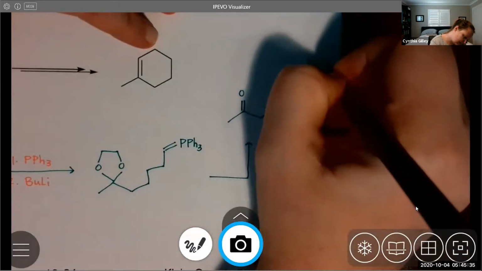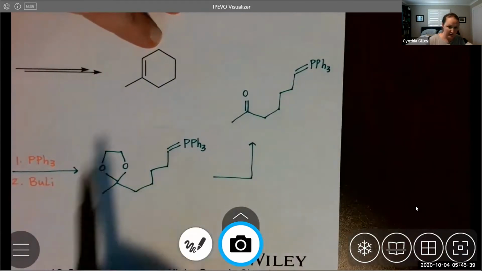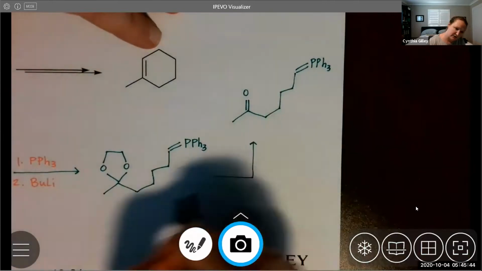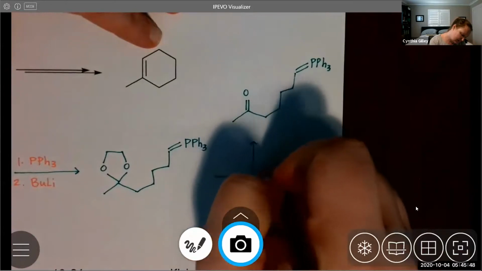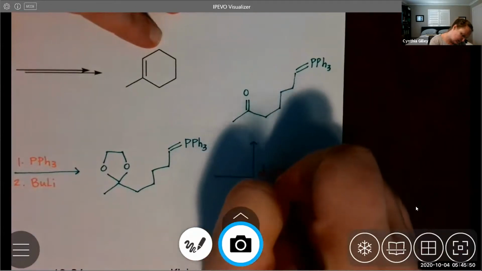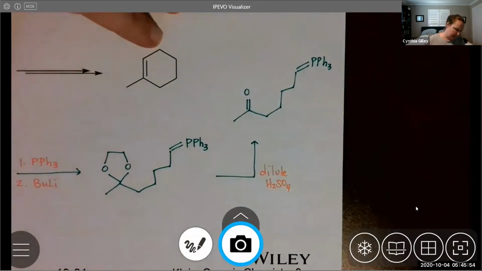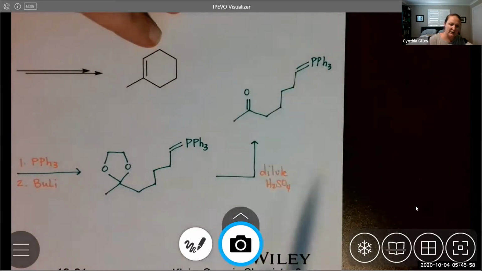Make sure that you didn't add any carbons, right? We shouldn't have done that in the formation of the ylide. Okay, so the deprotection conditions for the acetal are dilute H2SO4. And now we're going to reveal the ketone, and it's going to be able to react together, right?